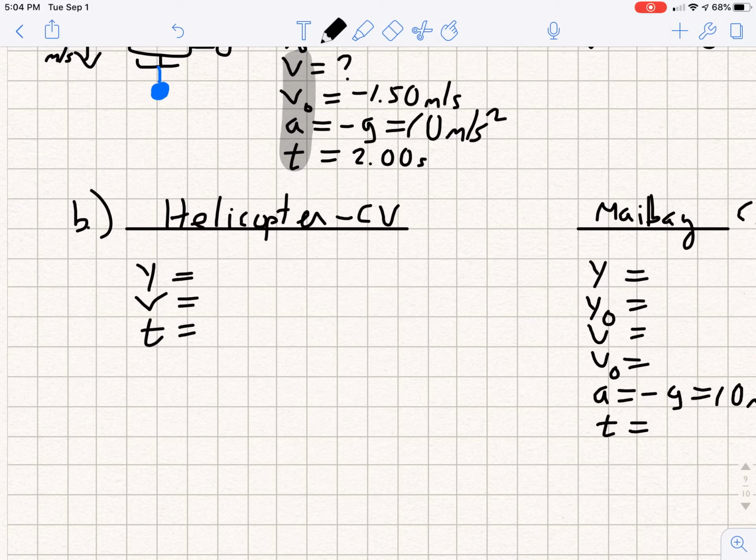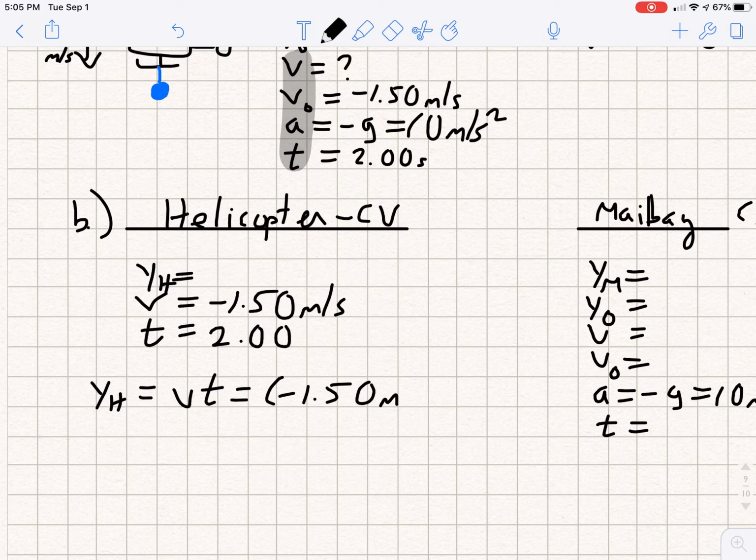So I'm going to call this y H, y of the helicopter. I'm going to call this y M, y of the mailbag. Well, velocity of the helicopter remains the same. After the mailbag is released, the velocity of the helicopter is still negative 1.5 meters per second, and we were told that after 2 seconds we want to find this information. y is equal to v times t, or negative 1.5 meters per second times 2 seconds. The helicopter is at a position of negative 3 meters.